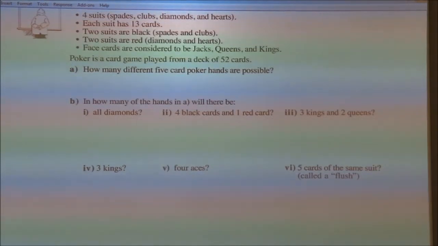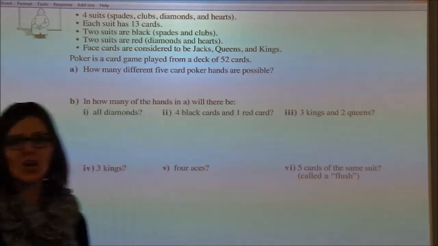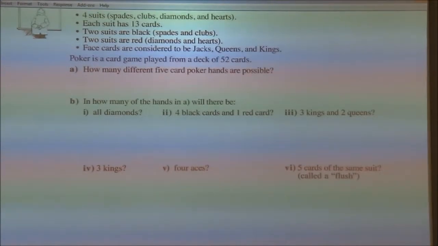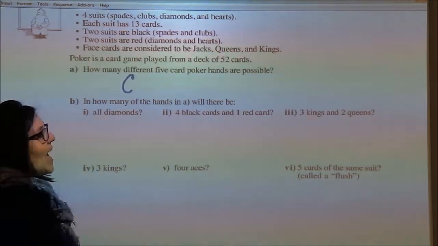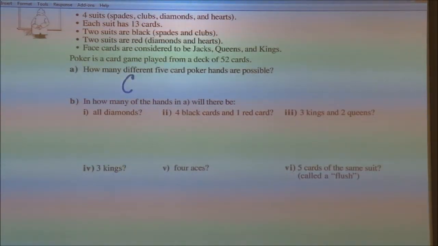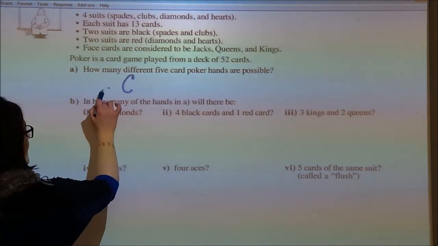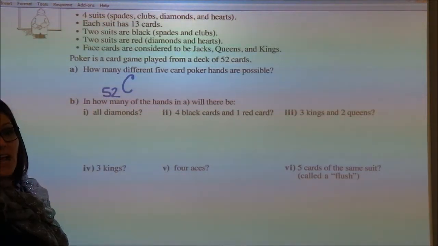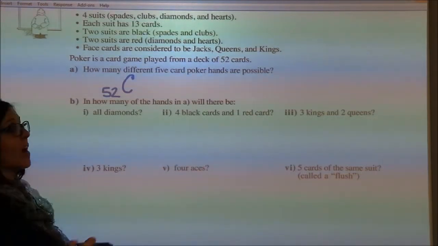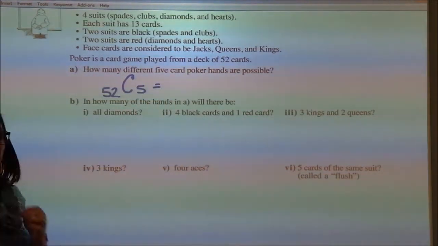And then we talk about poker. So poker is a 5-card hand, and it's played with a deck of cards. So how many possible poker hands could you have? Does order matter? Does it matter the order that I'm dealt the cards? No, because I shuffle them around, so this is a combination. How many cards am I given? That's how many I have. And how many are being dealt to me? 5.